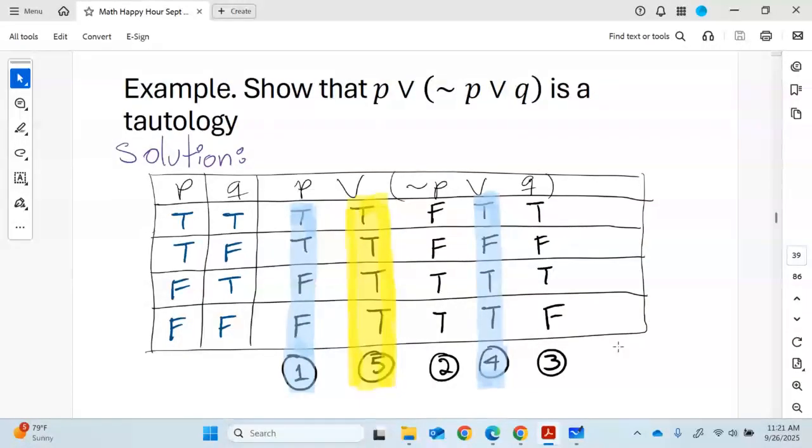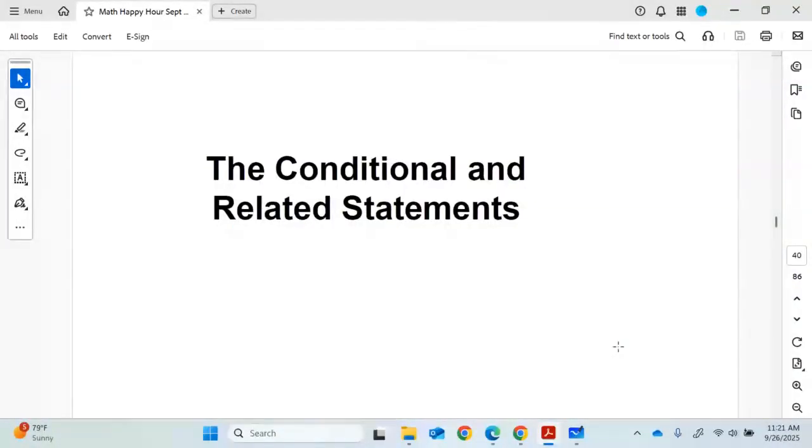Okay, so I'm going to move on to the next one. I don't have an example for a self-contradiction, but it would work exactly the same. A self-contradiction would have all of them false.